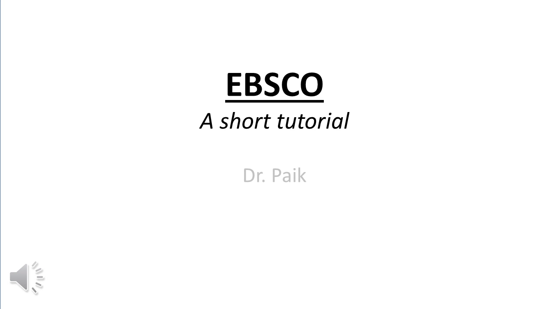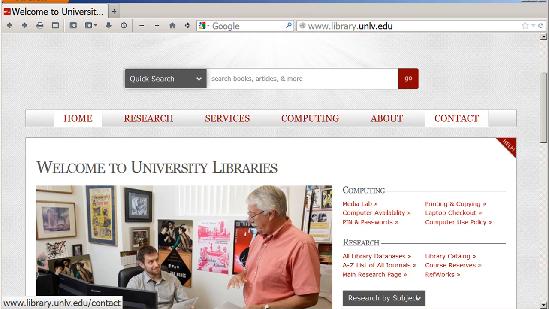Here's a short tutorial on using EBSCO to find peer-reviewed journal articles authored by a researcher. To start, go to the UNLV Library webpage using a web browser. The address is www.library.unlv.edu. Next, click on the All Library Databases link.